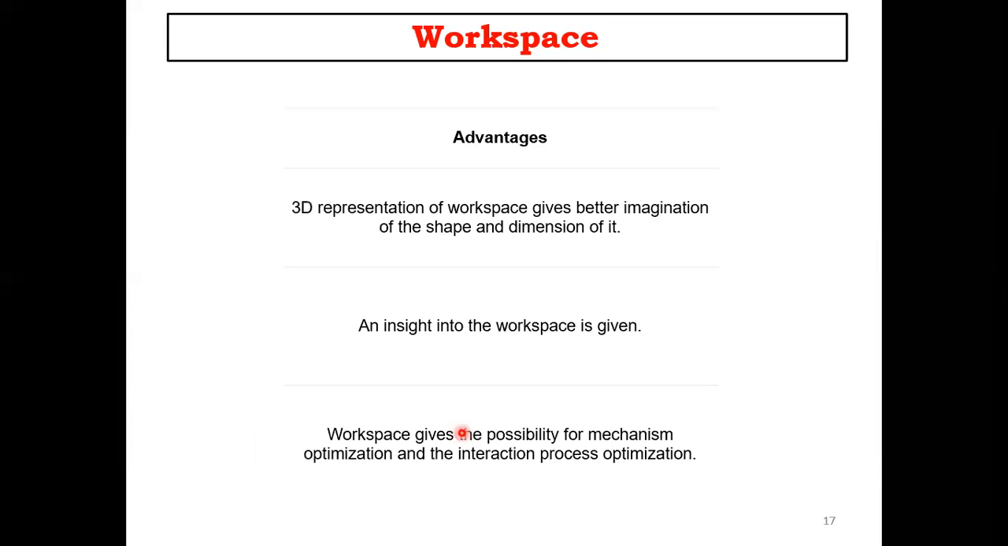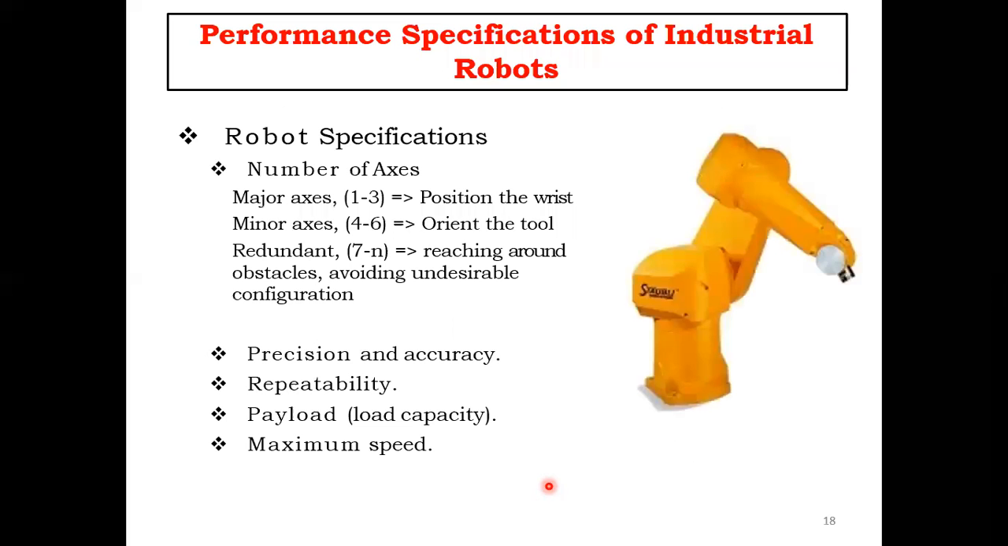This is the advantage of workspace. That means, why do we go for workspace like that? There is an advantage: the 3D representation of the workspace gives a better imagination of its shape and dimension, and gives insight into the workspace. So the workspace gives the possibility for mechanism optimization and interaction process optimization. That means if you want to relocate the manufacturing unit, this will be helpful for the new area. These are the workspace.